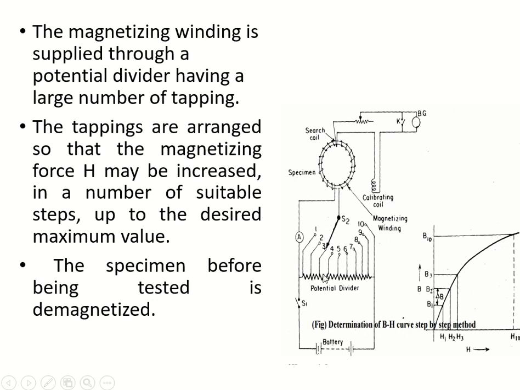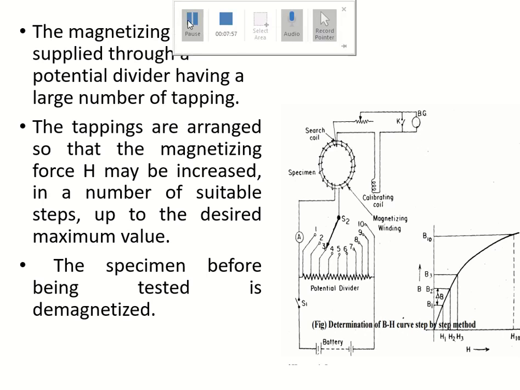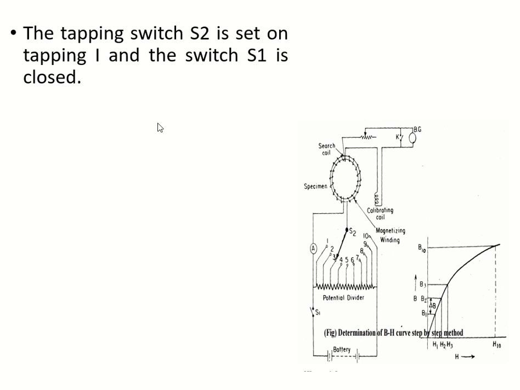So the maximum resistance will be connected to the circuit, and as a result the current will be low. If you connect S2 to the second position, the resistance decreases, so the current increases. Again, when S2 is at the third position, the resistance decreases again and the current increases. In this way you can calculate different values of B for different values of H. How will you calculate the B value? The charge is noted from the throw of the galvanometer, and from the charge you can find the flux. From the flux you can get the magnetic flux density by flux divided by area.